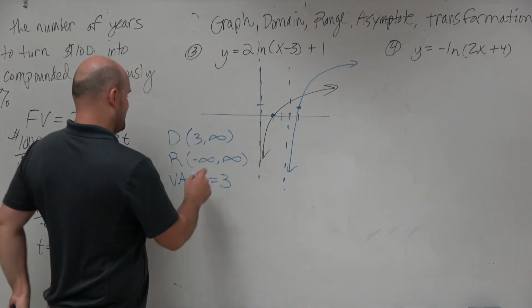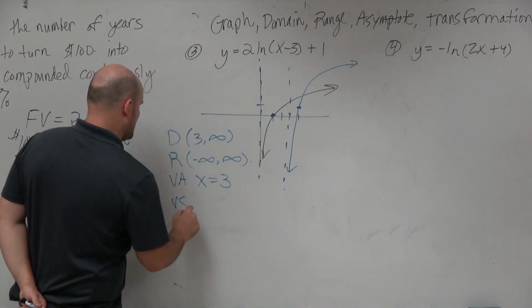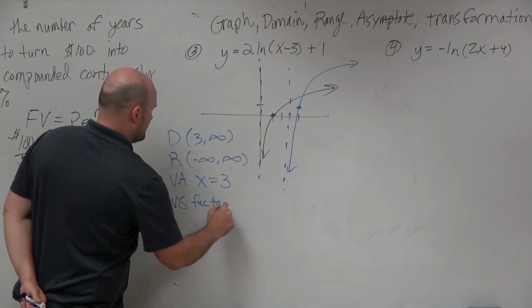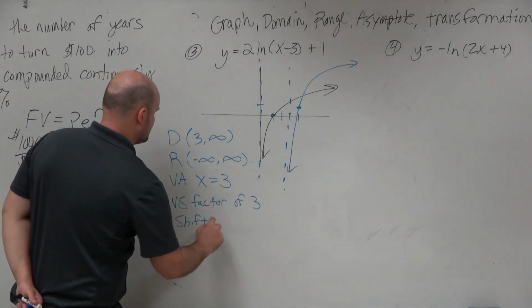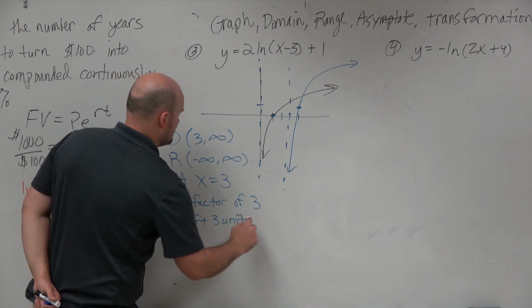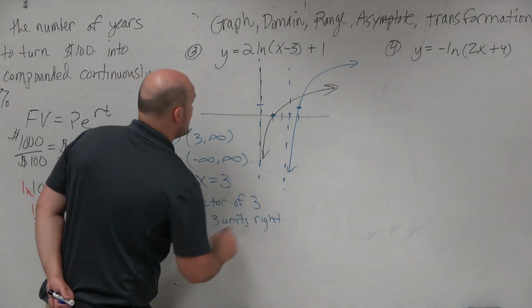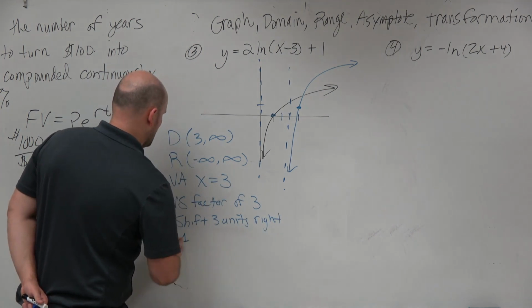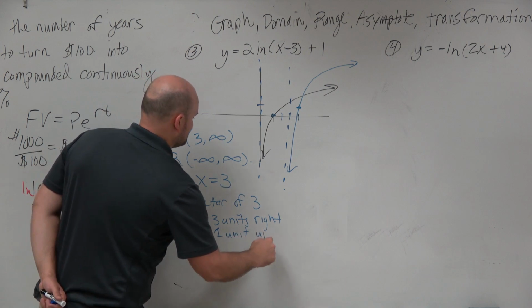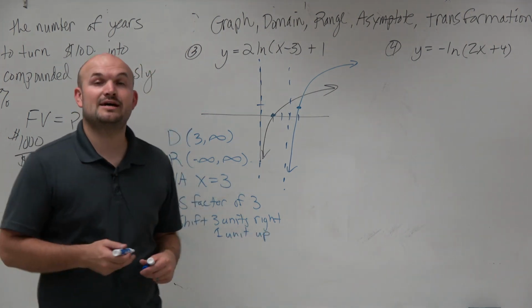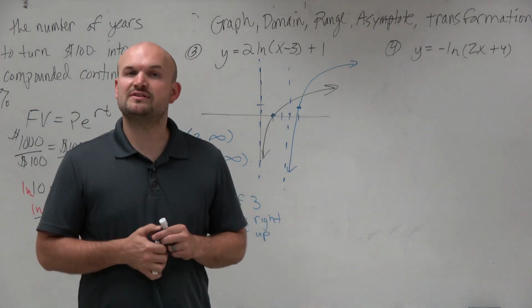And the transformations, I forgot to do that. So the transformations are a vertical stretch, factor of 2, shift 3 units right, and 1 unit up. And there you go, ladies and gentlemen. That is how you graph logarithmic functions with transformations.